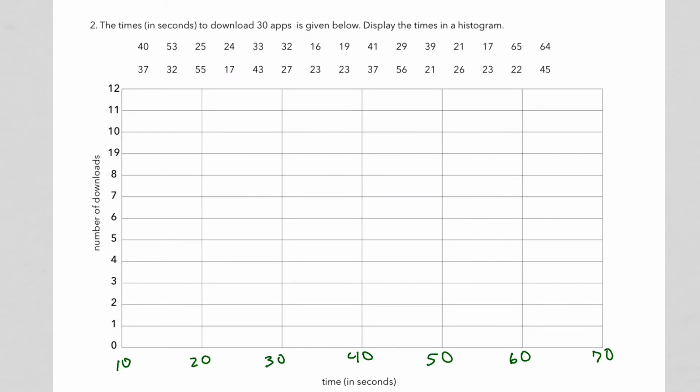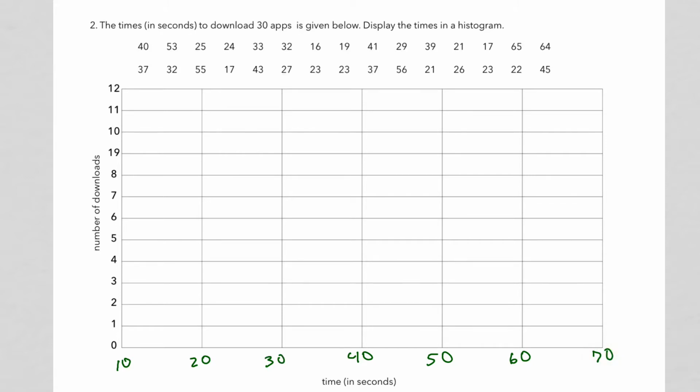Here's one more example of a histogram. It's dealing with the number of seconds it takes to download 30 apps, and I've made my range. I found the smallest piece of data was 17, so I made my lowest 10 and then my highest 70 because I don't think there's any value above 70.